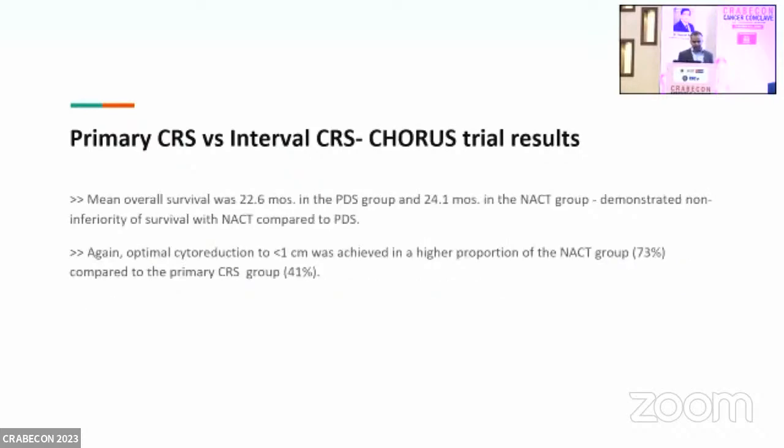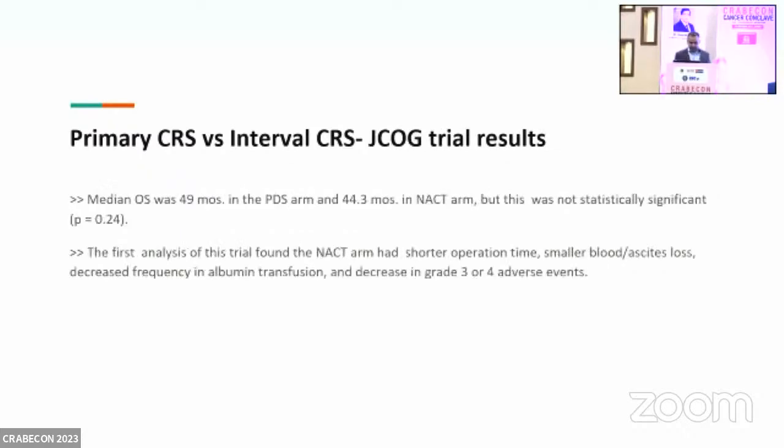Then the CHORUS results, which are also similar to the EORTC results. Median overall survival was the same in these 2 groups. Again, the same criticism applies as for the EORTC trial: optimal cytoreduction was only achieved in 41% of the primary cytoreduction arm. So this was the JCOG trial. The results were similar to the previous 2 trials.